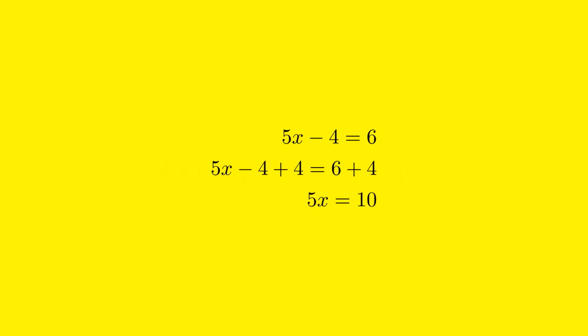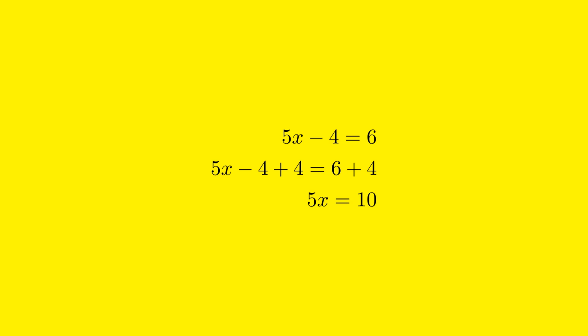To begin solving the equation 5x minus 4 equals 6, our objective is to isolate the variable x on one side of the equation. We start by removing the constant term on the same side as the variable. In this case, the constant term is minus 4. To eliminate minus 4 from the left side, we need to perform the opposite operation, which is addition. Therefore, we will add 4 to both sides of the equation to maintain equality.